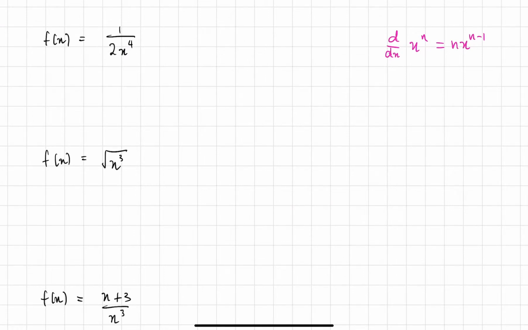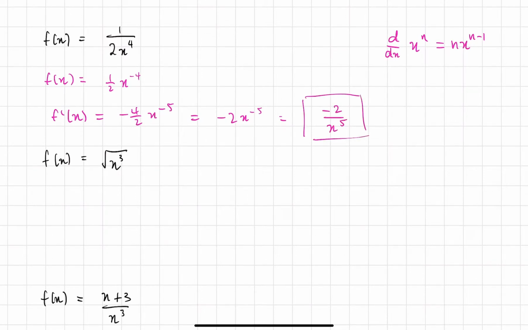So for the first one, what I'm going to do is just bring the x to the top, making the power negative. And then if I differentiate it, we get negative 4 on 2 x to the power of minus 5. And if you divide that fraction, 4 on 2 is equal to 2. And then let's just bring the index back down to a positive one. Okay? And so that's the answer.